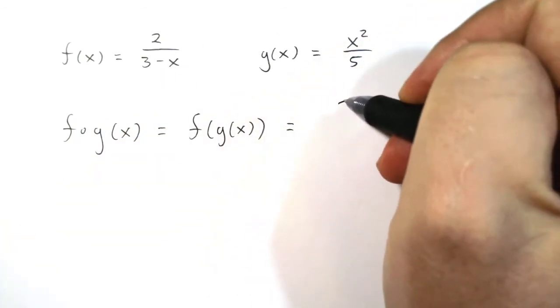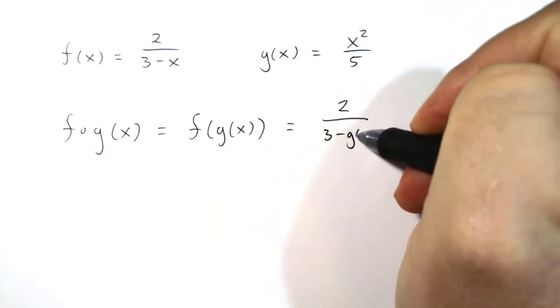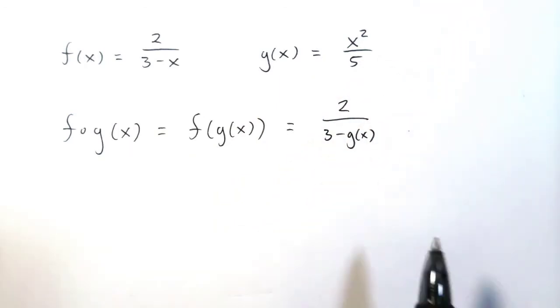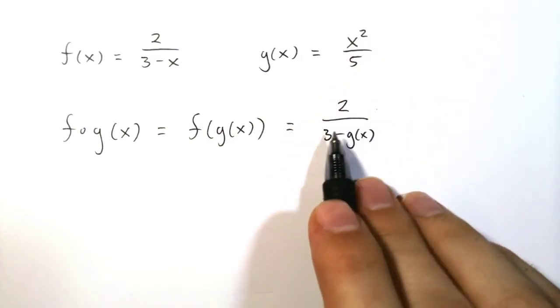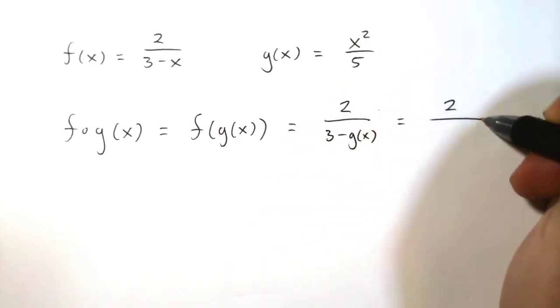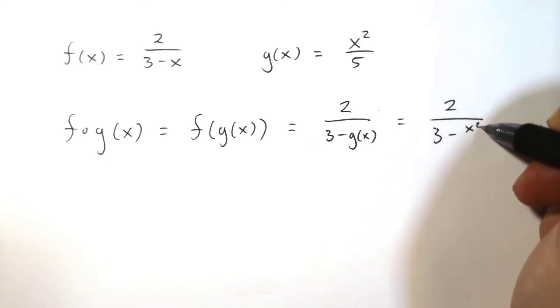So this is equal to 2 over 3 minus g of x. But what is g of x? g of x is x squared over 5. So this becomes 2 over 3 minus x squared over 5.